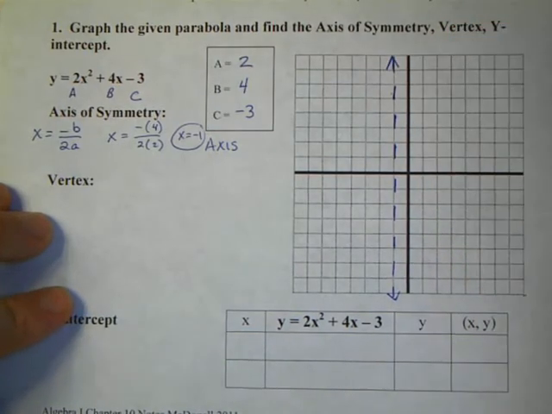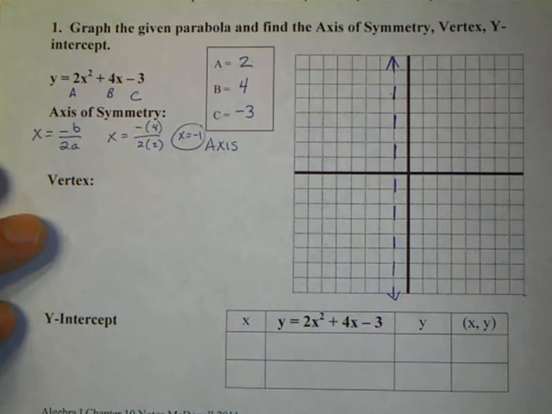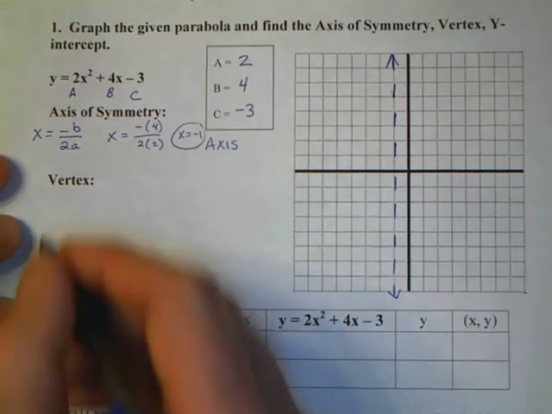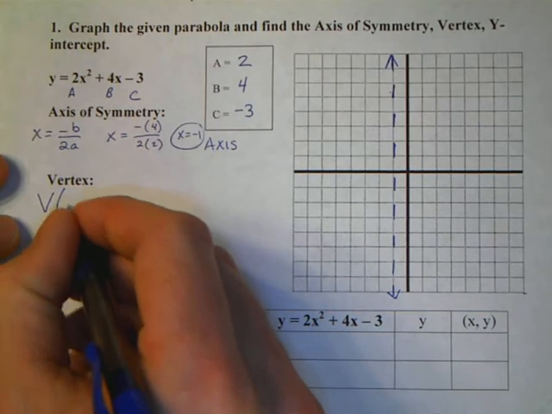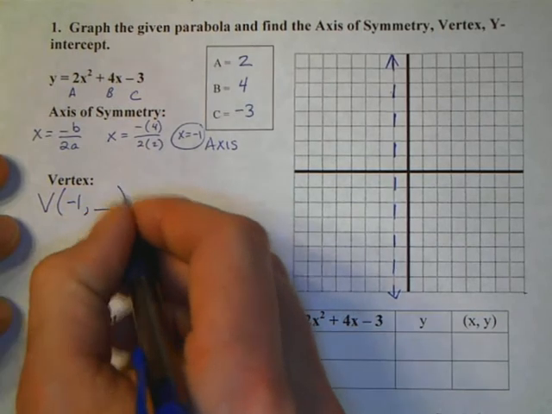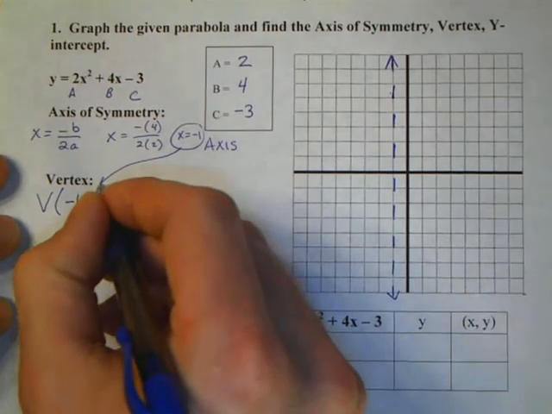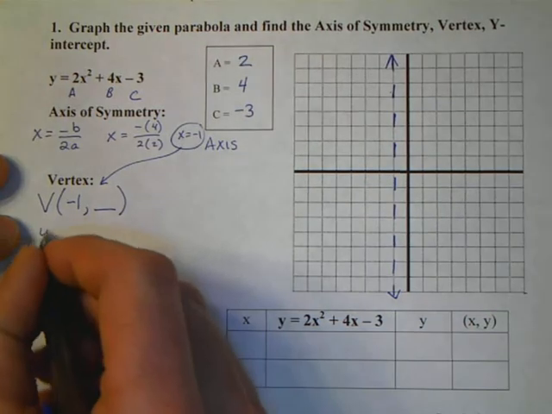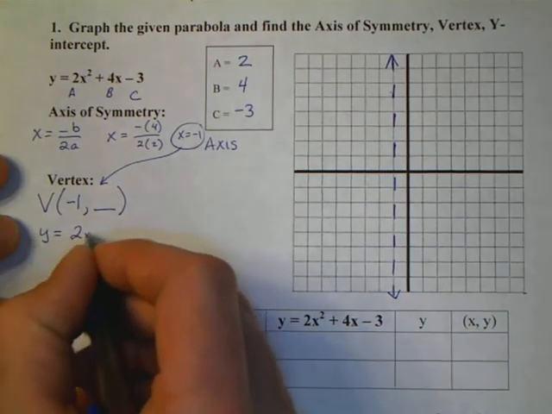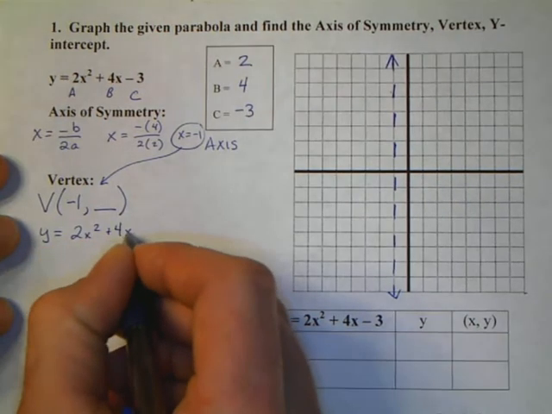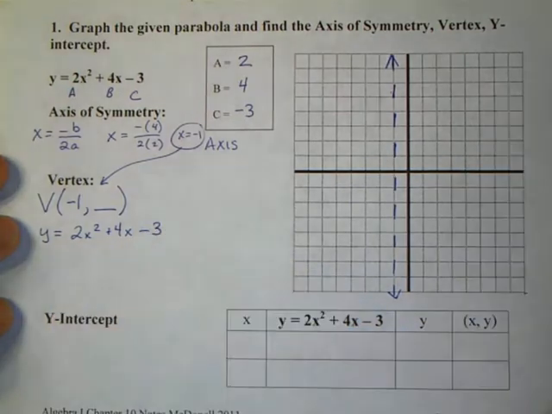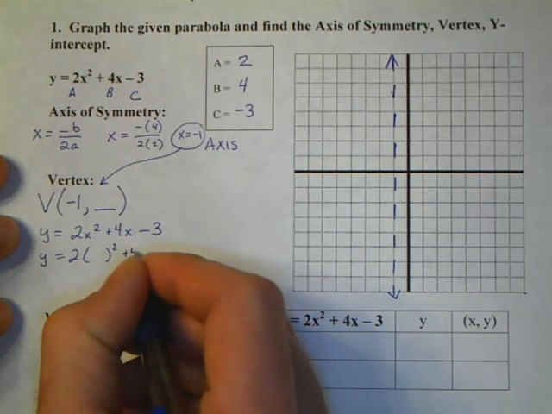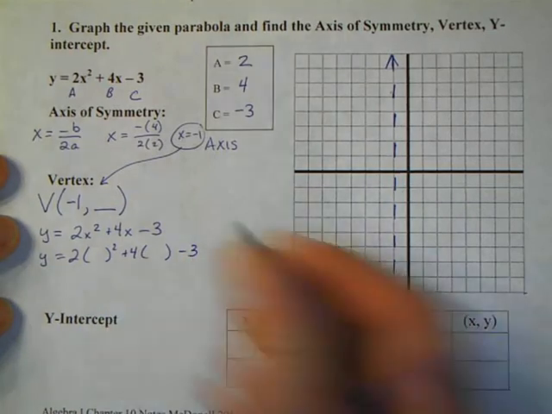This is different than what we did yesterday, because all of our graphs yesterday were symmetrical on the y-axis. This will be symmetrical on that dotted blue line. Somewhere up and down on the dotted blue line lies the vertex. And so for the vertex, I already have one of my coordinates of my point, negative 1. It comes from right there. So now what I'm going to do is take that value of negative 1 and put it in my equation to find the value of y that corresponds with it.